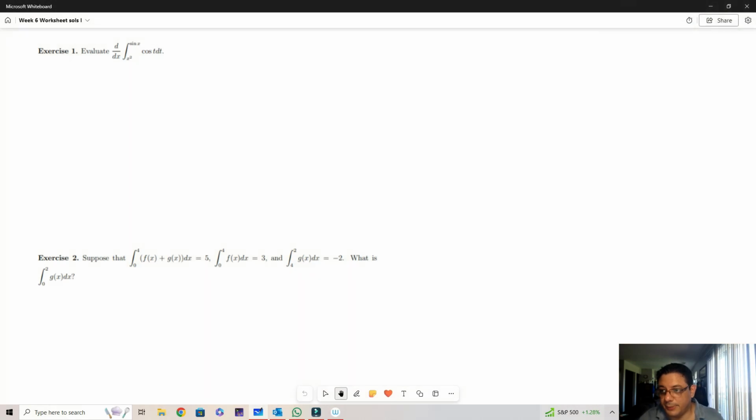Hi everyone, this is going to be the week 6 worksheet solutions. For exercise 1, we want to evaluate the derivative of a particular integral. This is something that we can do because of the fundamental calculus theorem.